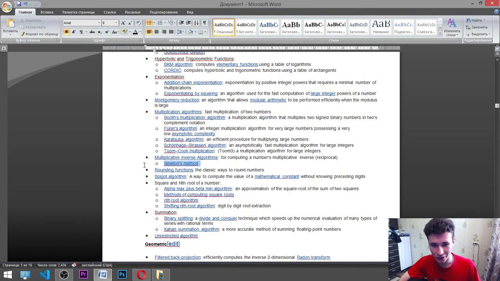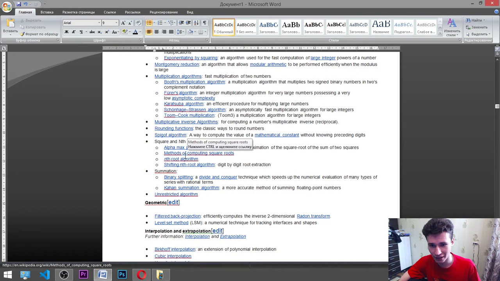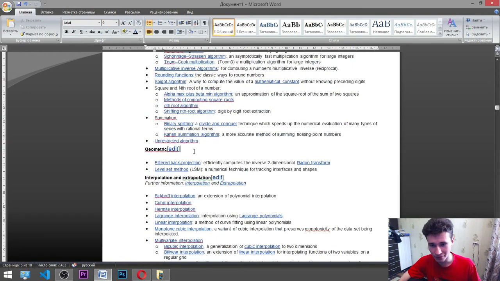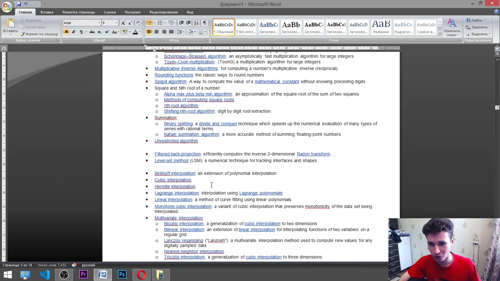Newton's method, I heard about it, multiplicative inverse, okay, rounding functions, spigot, alpha max plus beta min, okay, and the root methods of computing square roots. A lot of new things, need to learn about them. Geometric, filtered back projection, level set method, need to learn.